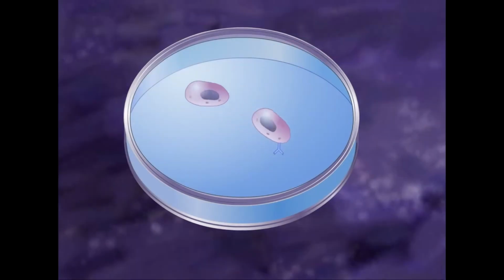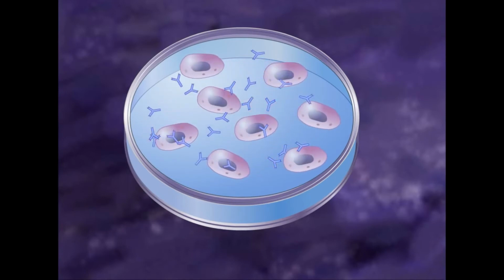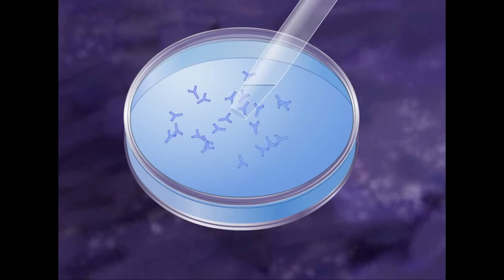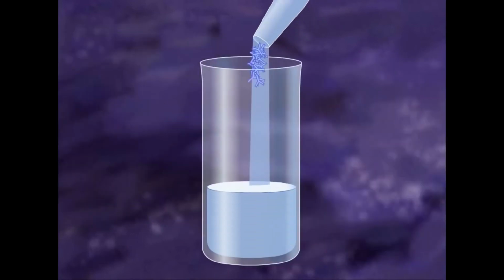The hybridoma cells are placed in a growth medium and allowed to multiply. They then produce monoclonal antibodies. The monoclonal antibodies are isolated and then purified.